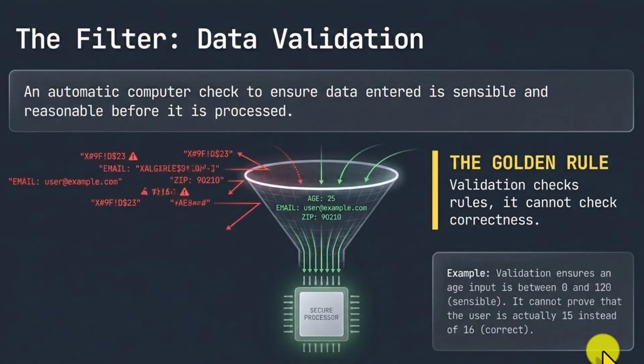Now the filter, or data validation. Data validation is an automatic computer check to ensure data entered is sensible and reasonable before it is processed. For example, you are creating software for a football team that accepts people between age 18 and 35, and the user enters 40 or 45. That is unacceptable, so you have to filter that. That is data validation.